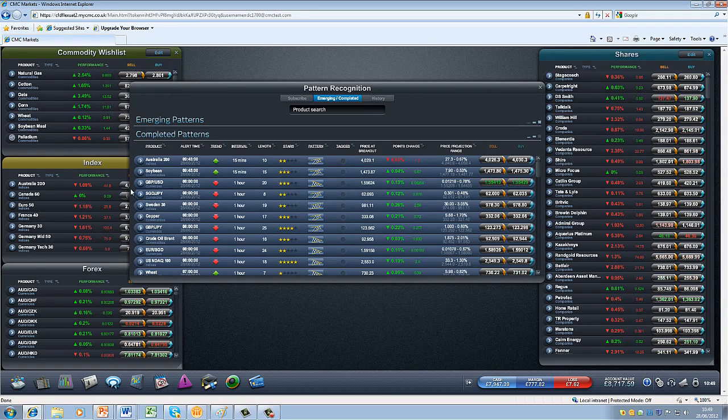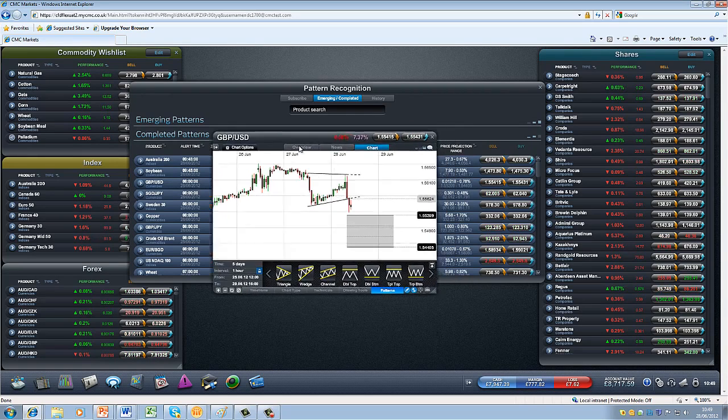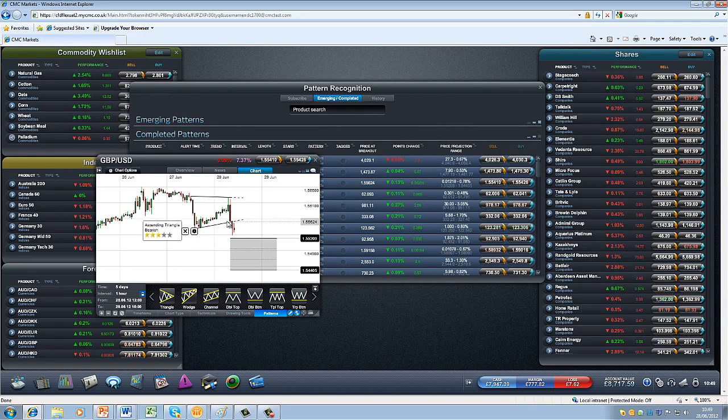For example, if we just go ahead here and have a look at cable or GBP USD, what you'll actually see there is the actual breakout itself. You've got the grey dotted line going across the side there, and then you've also got the price projection box. Now the price projection box is pretty important.